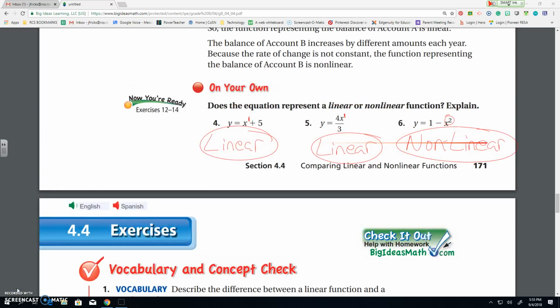Alright, so on your own. Number 4, you're going to notice it's to a power of 1, therefore it's linear. Number 5 is to a power of 1, so it's also linear. But number 6 is to a power of 2, so that's nonlinear. All right, go to work, guys.